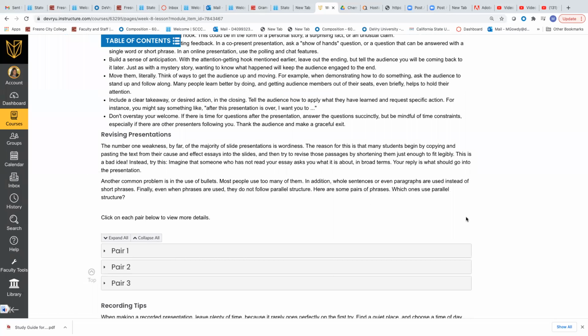Revising presentations. The number one weakness by far of the majority of slide presentations is wordiness. The reason for this is that many students begin by copying and pasting the text from their cause and effect essay into the slides, and then they try to revise those passages by shortening them just enough to fit. This is a bad idea.